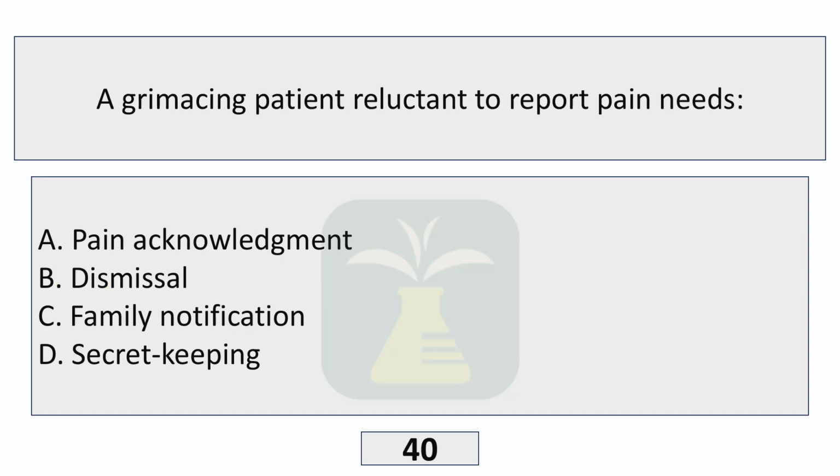A grimacing patient reluctant to report pain needs A. Pain acknowledgement. B. Dismissal. C. Family notification. D. Secret keeping. Correct answer, A. Pain acknowledgement. Cultural or personal factors may inhibit pain reporting, offer support.